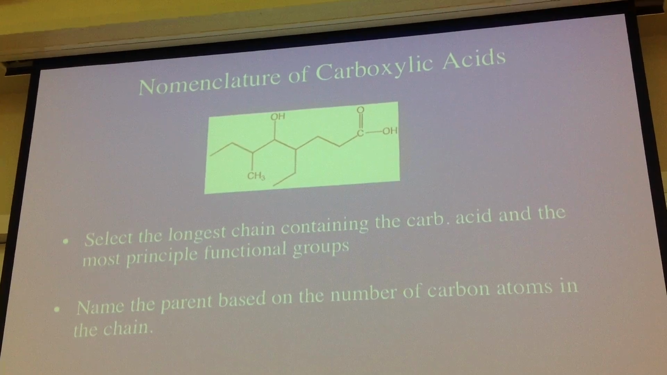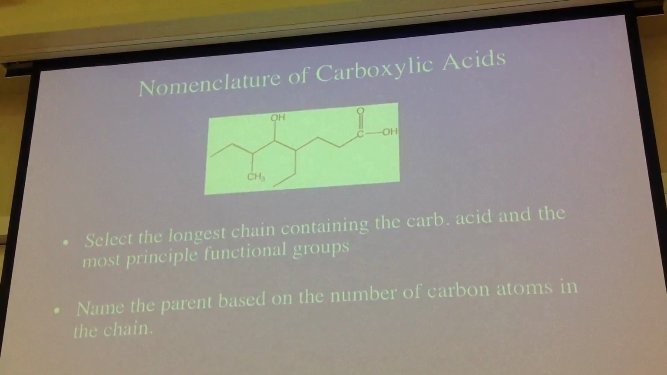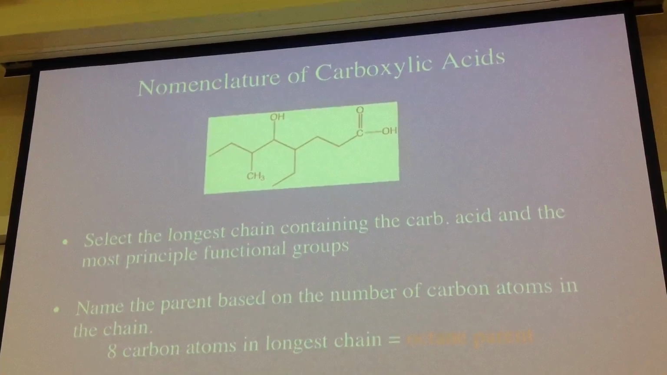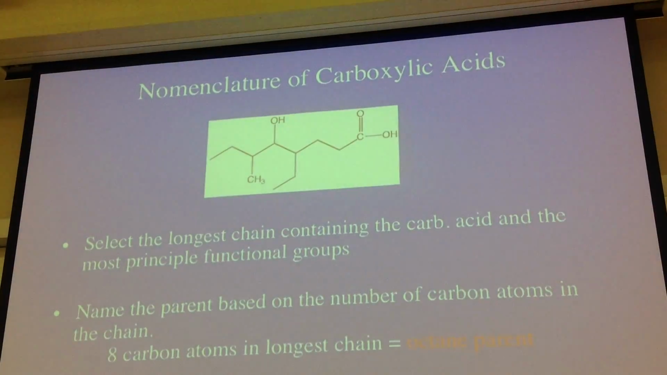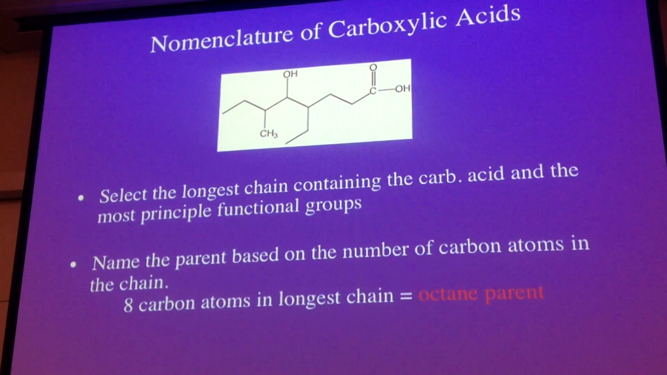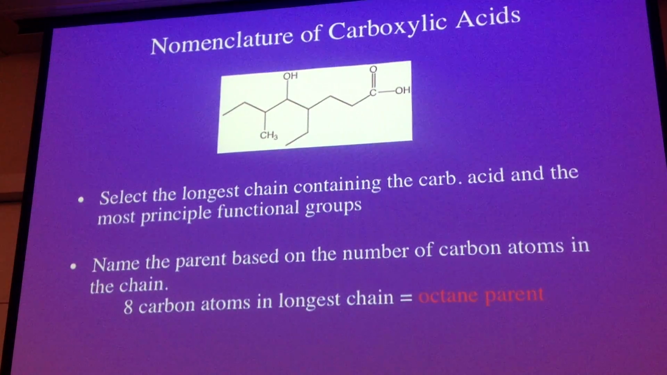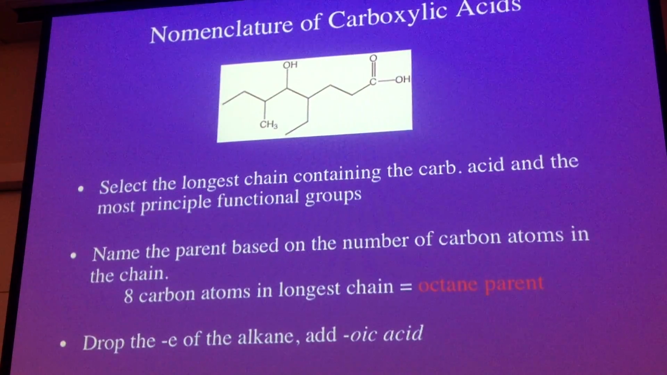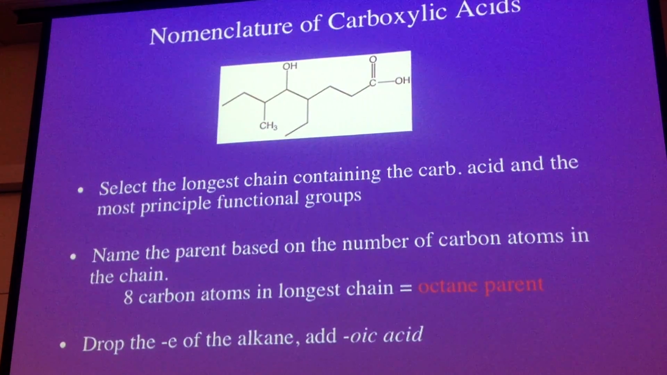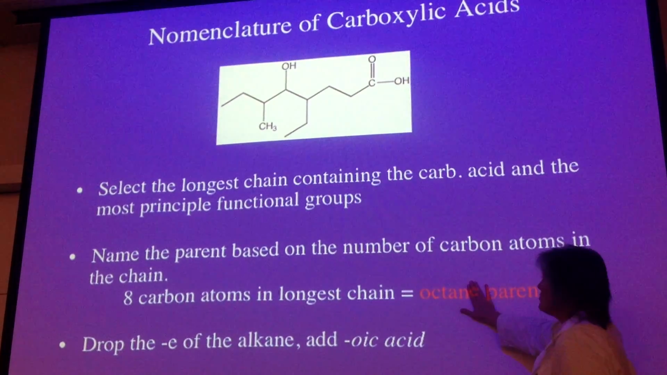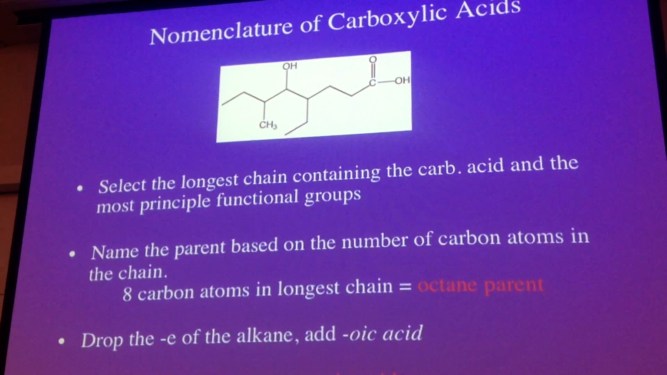Okay, you're going to count the number of carbon atoms in the chain, and the parent is, of course, named based on that. Simple IUPAC type stuff. You see the red? Is that too dark? No. Okay, it's a little easier to see. So it is 8 carbons, so it's going to be an octane parent. What you do to name it is you take the octane name, drop the E so that it becomes octan and add oic acid. And so the parent will be octanoic acid.